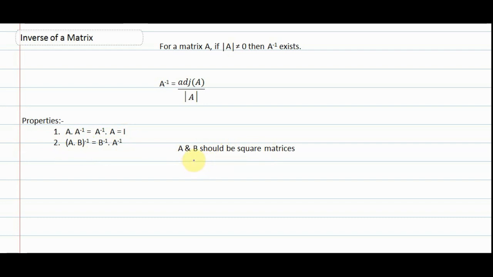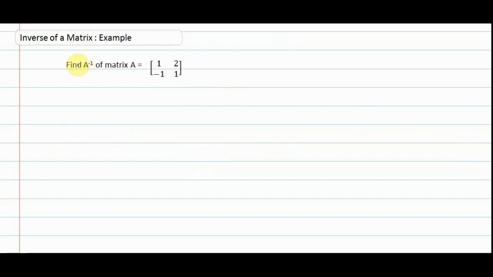So now let's try to solve a problem. Find A inverse of the matrix A equal to 1, 2, minus 1, 1. So before starting the calculation, we have to check whether A inverse exists or not. We can verify by finding out the determinant of this matrix. If it is non-zero, then A inverse exists. So please pause the video and try to solve by yourself.